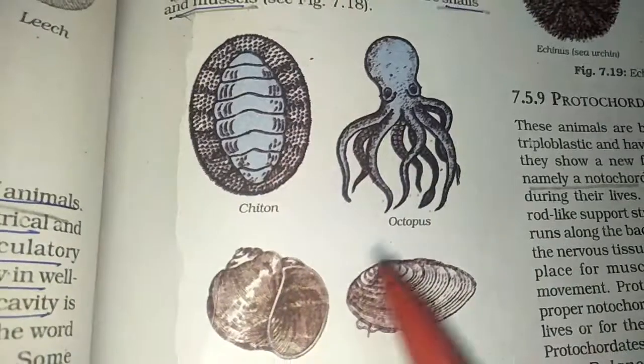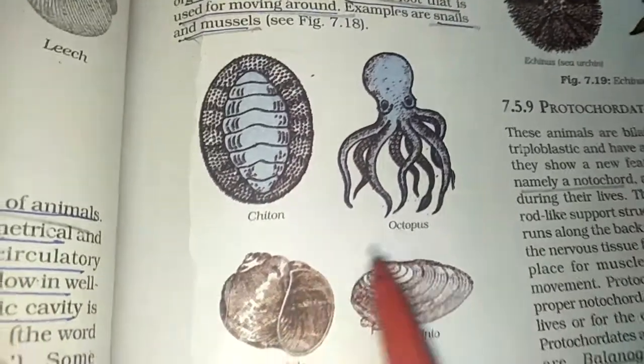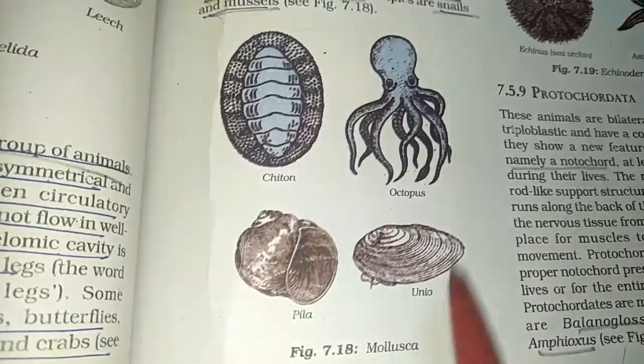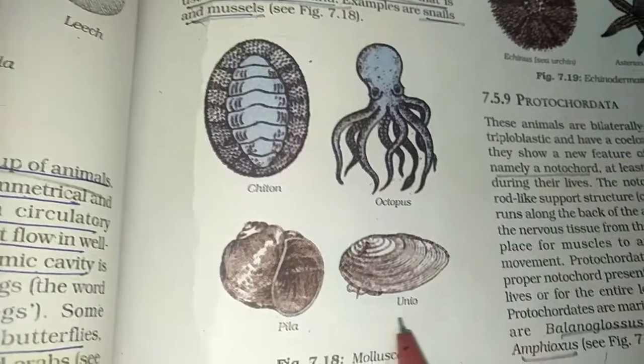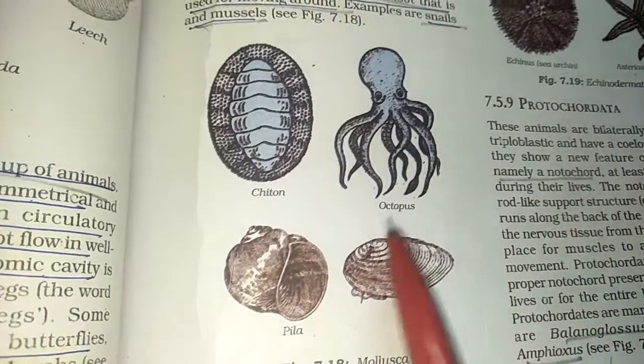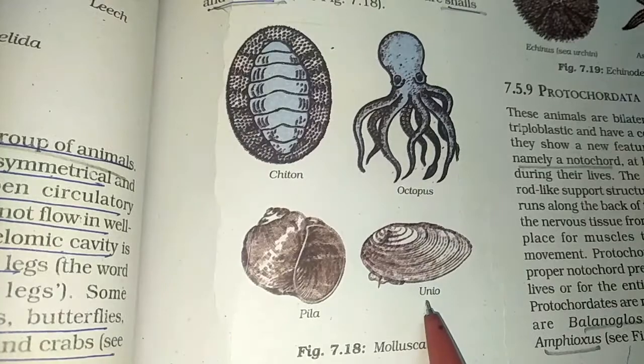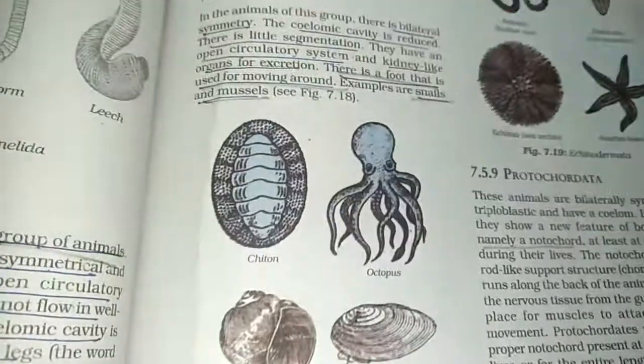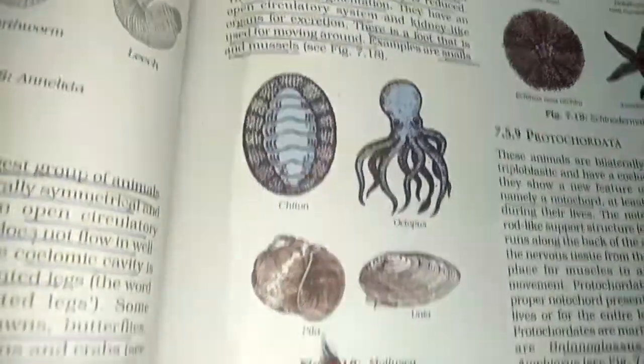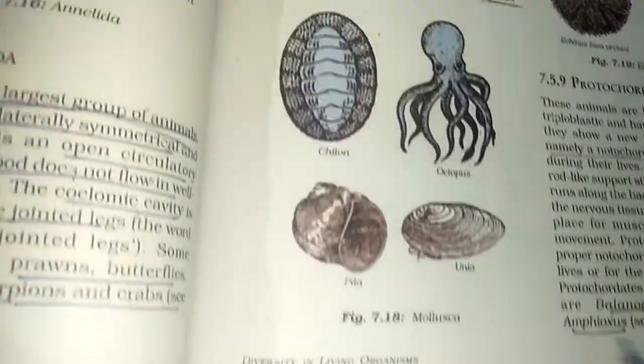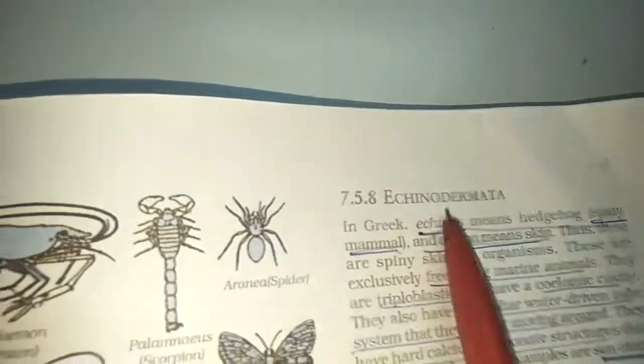If you see, they are freshwater animals, or some of them are marine animals. They come under mollusca. You have chiton, octopus, pila, unio. Apart from snail and mussels, these are the examples of mollusca. Then we go to echinodermata.